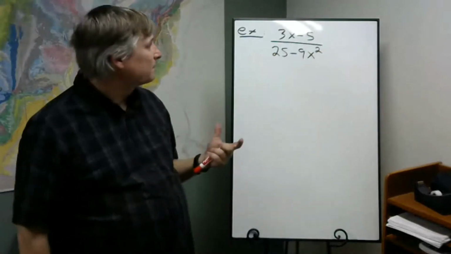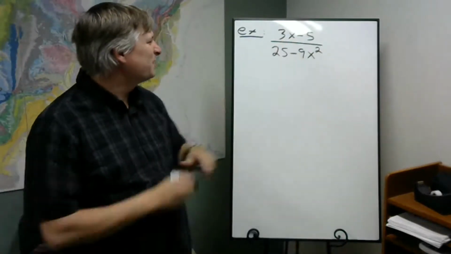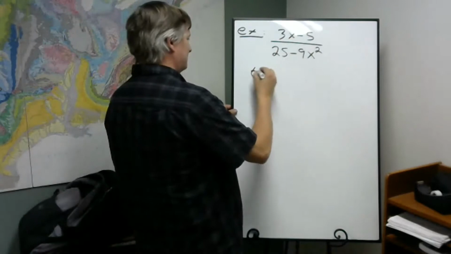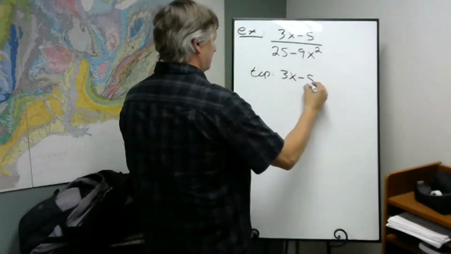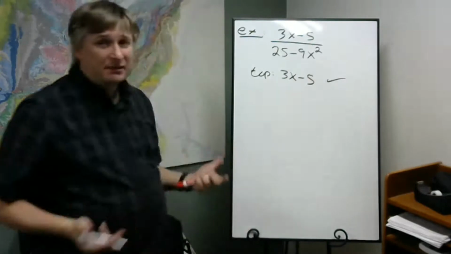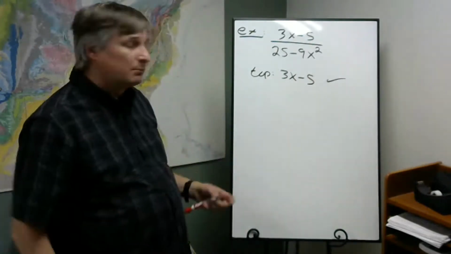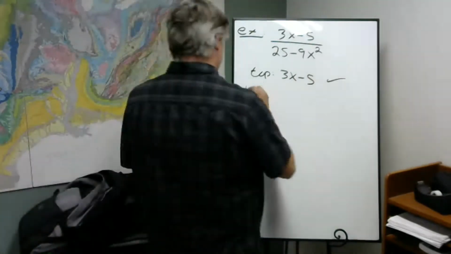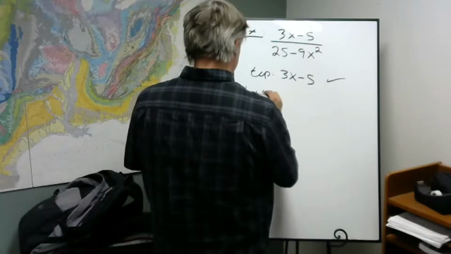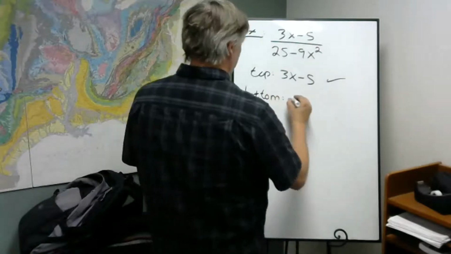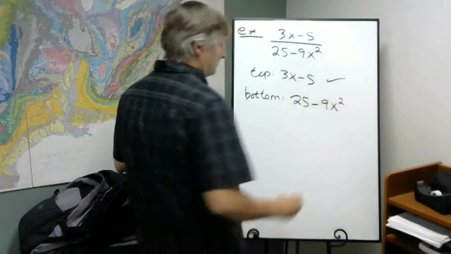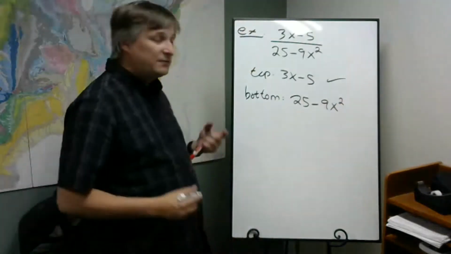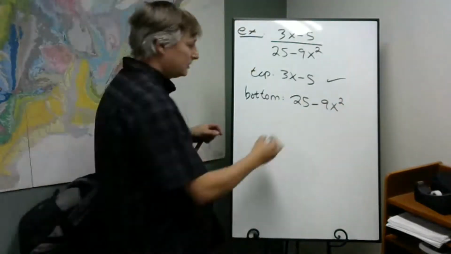Now for this one, there isn't anything that's really going to factor out here. That one's done. There's nothing else to do. But let's look at the bottom. Now in this case, we've got a difference of squares.